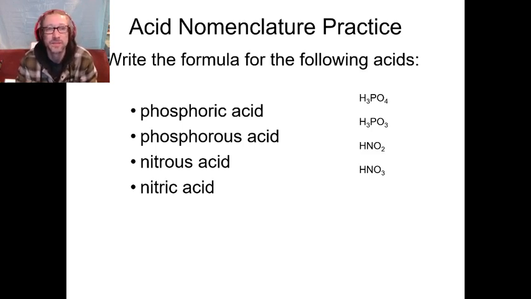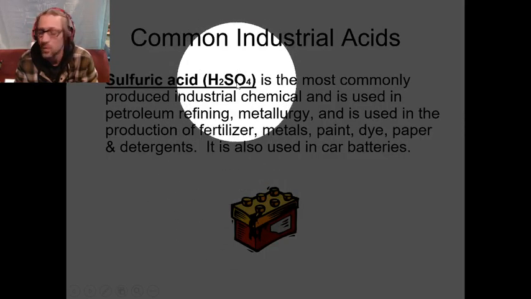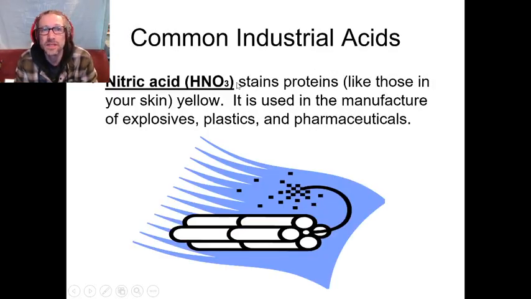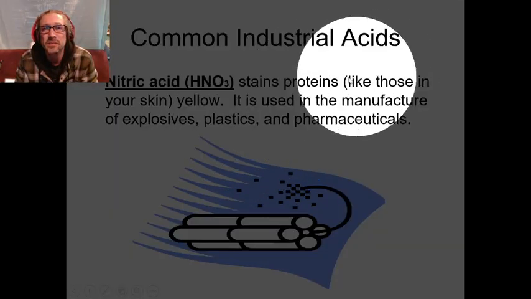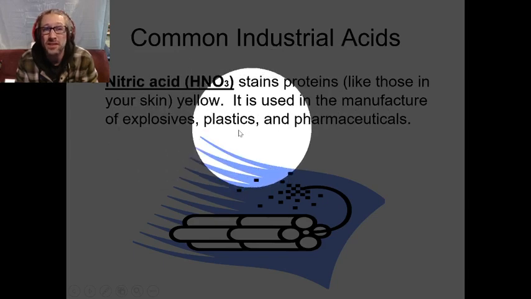Sorry, firsties. Okay, give the common industrial acids. We have sulfuric acid, H2SO4. It's going to be used in batteries, metallurgy, petroleum refinery, all kinds of fun stuff like that. Super commonplace. We've got HNO3, this is nitric acid. We use this to stain proteins, stain skin yellow, and manufacture explosives.